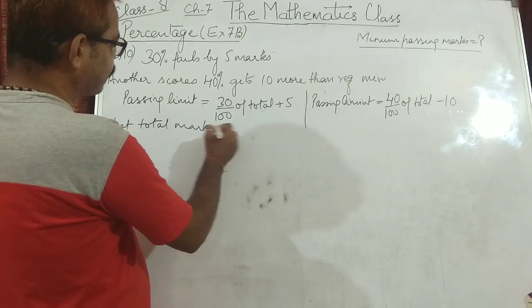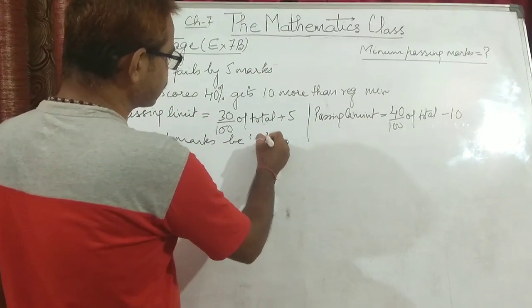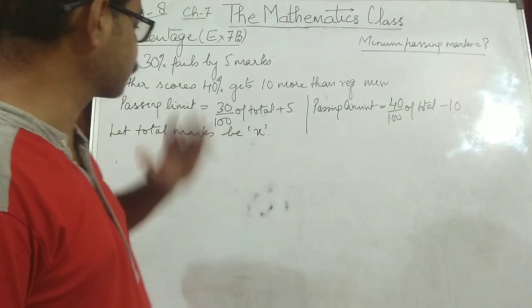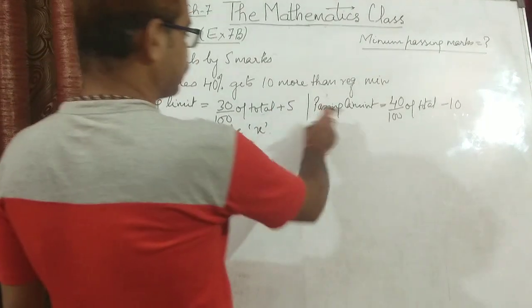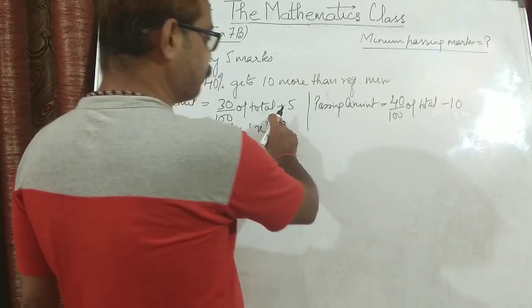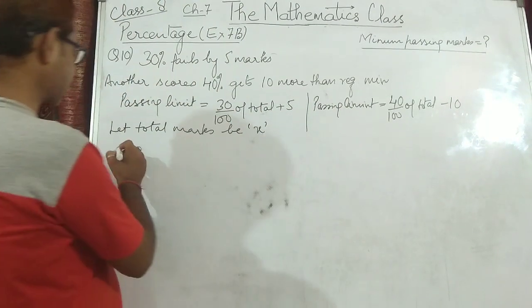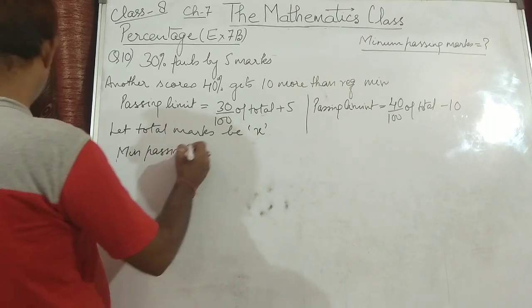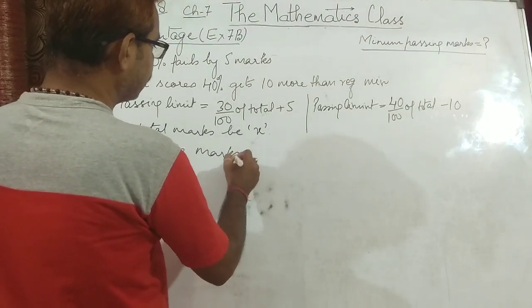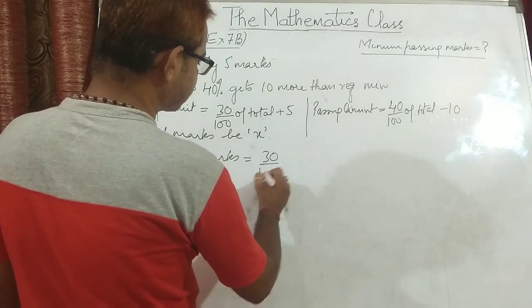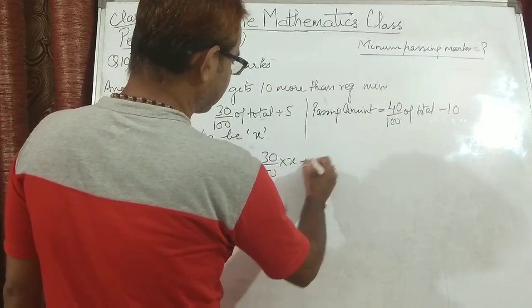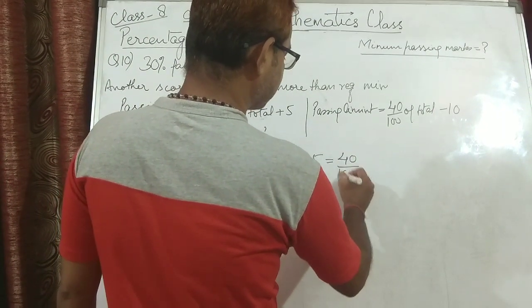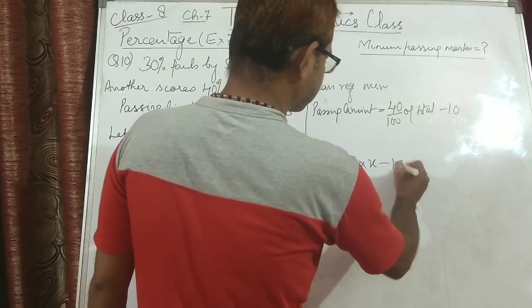So first of all, we'll assume let total marks be x. Total marks means the paper is of x marks. Total question paper is of x marks. Now in both situations, this is the required minimum passing marks, and this is also the required minimum passing marks. So minimum passing marks is equal to 30% of x plus 5, which can be equated to 40% of x minus 10.